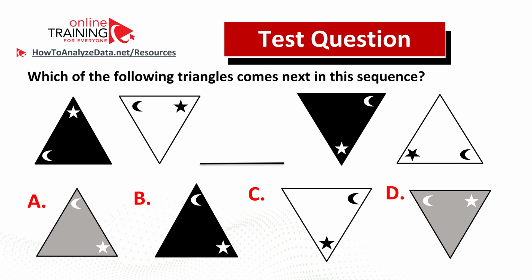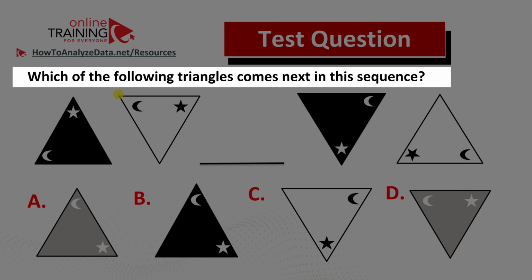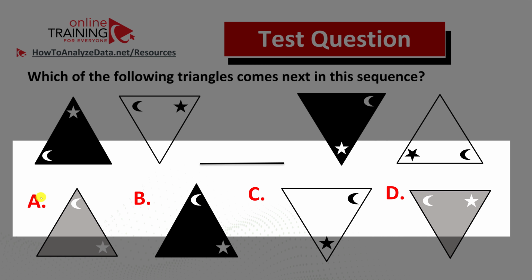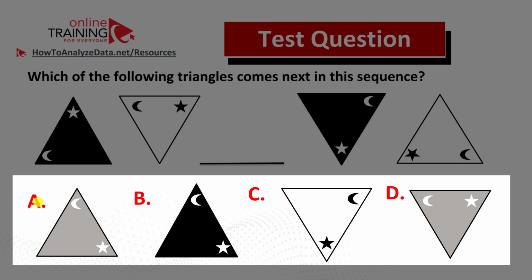Alright, I have a tricky question for you which you might frequently see on the test. The cool thing is that you might be able to solve it, or in case you don't, I would love to show you the solution. Which of the following triangles comes next in the sequence? You have a sequence of 5 triangles, and one triangle in the middle is missing, and you have 4 different choices to pick the right triangle.